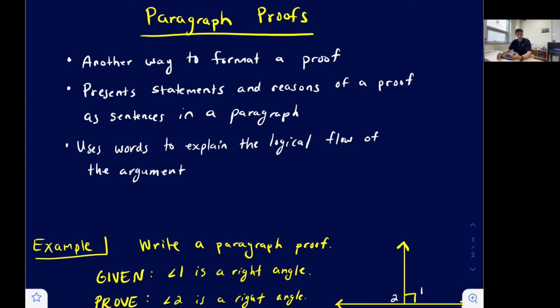All right, we've talked about two-column proofs. We've talked about flowchart proofs. Now let's get into paragraph proofs. So a paragraph proof is just another way to format a proof. It presents statements and reasons of a proof as sentences in a paragraph, hence the name paragraph proof. We're going to use words to explain the logical flow of the argument.